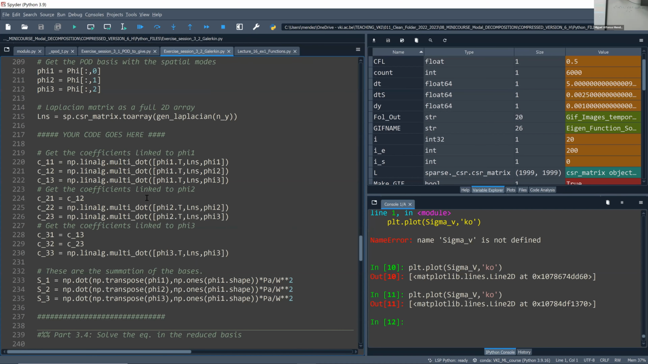So in the interest of time, I'm showing you the results. You just copy paste the first line and then you modify the others. So C1,2, for example, is the dot of phi1 ls phi2. You notice that I'm using this np.linalg.multi_dot. This is a very nice tool to compute products of matrices because it will automatically look for the most convenient order to do the multiplication.